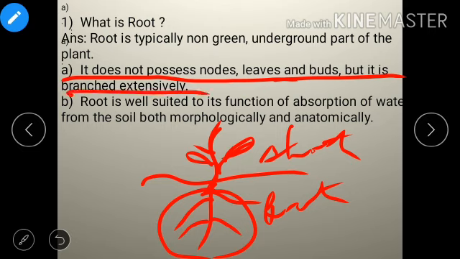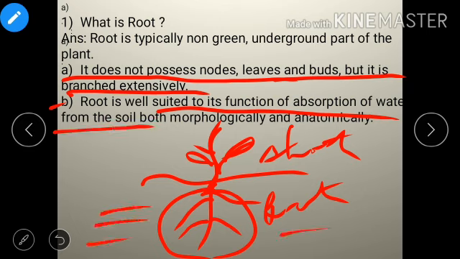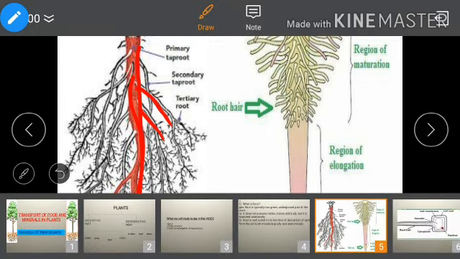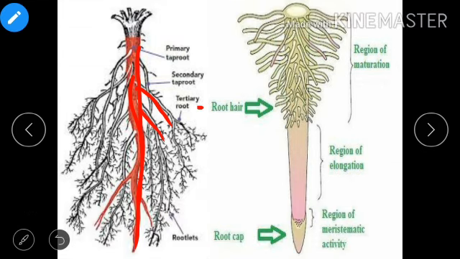Okay, now third point, root is well suited to its function of absorption of water from the soil. It absorbs water from the soil, both morphologically and anatomically. Morphologically means the root system of the plant consists of tap root, the main root. It gives out branches, and these branches are called secondary roots. And the secondary root gives rise to tertiary roots.